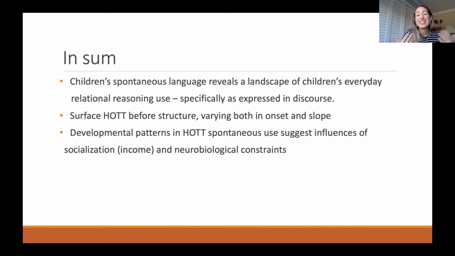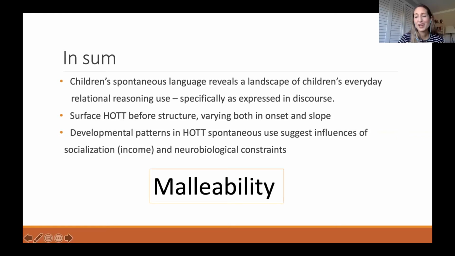This suggests that there really is malleability here. Income gives us a window into the fact that there really seem to be differences in the way that context plays out in children's language development with relation to higher order thinking talk, but we also do see that there seem to be neurobiological constraints as well. So what I want to think about next is the role of malleability. Is this something that is really malleable? Can we attend to how we might change the likelihood of using relational reasoning?